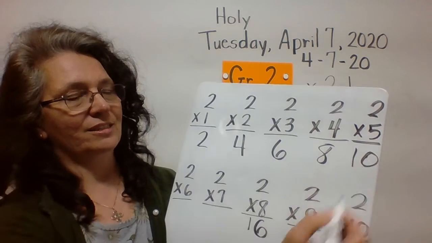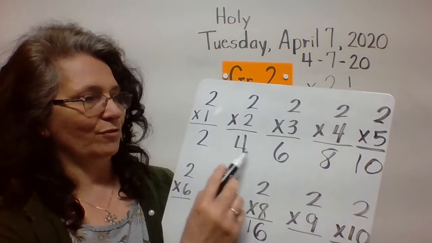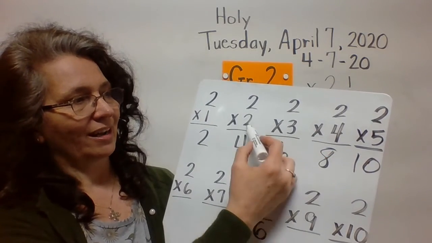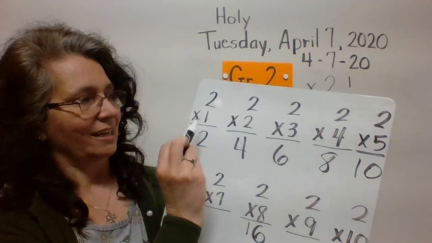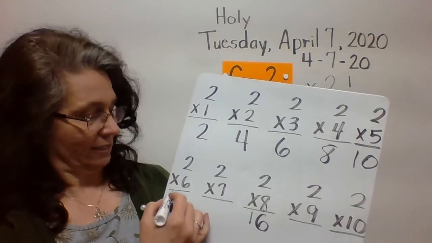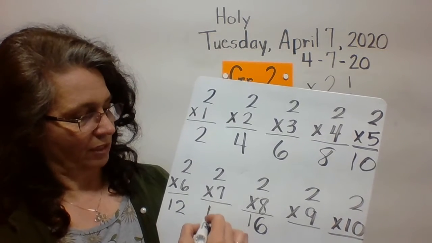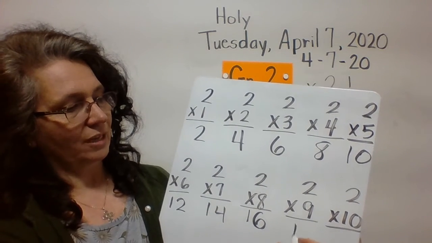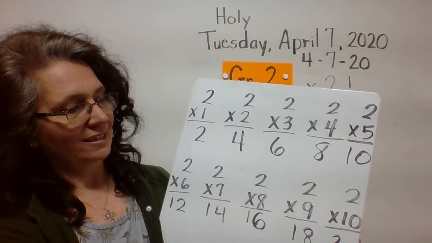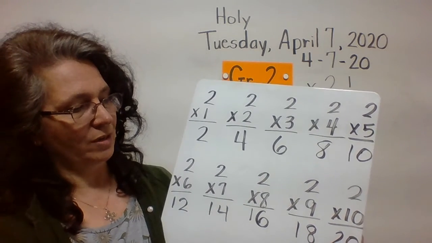Hey, did you notice these are all even numbers? 2, 4, 6, 8, 10. Even when I'm multiplying by an odd number, 2 isn't odd, I still end up with an even answer. 2 times 6, 12. 2 times 7, 14. 2 times 9, 18. 2 times 10, a 10 and a 10 gives me 20.